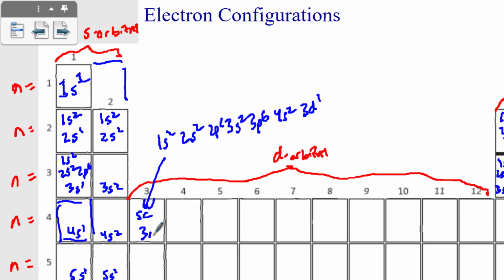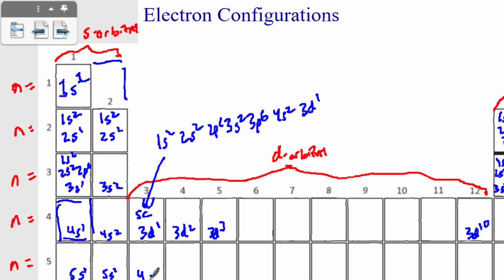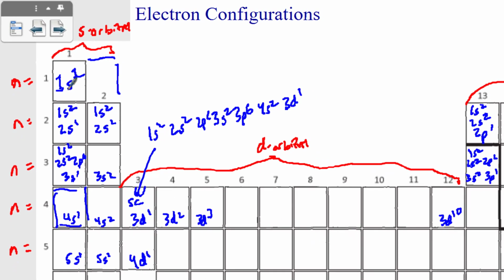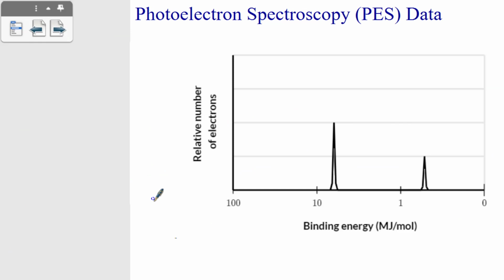Okay, so this is 3d1, which means 3d2, 3d3, all the way up to 3d10. And you can see there's 10 total electrons in the d orbital that can be put in there. Why does it go back to the 3d? Because it's easier to fill in these 4s's before the 3d. So this would end in 4d1 and 5d1 and so on and so forth. Okay, so those are electron configurations.